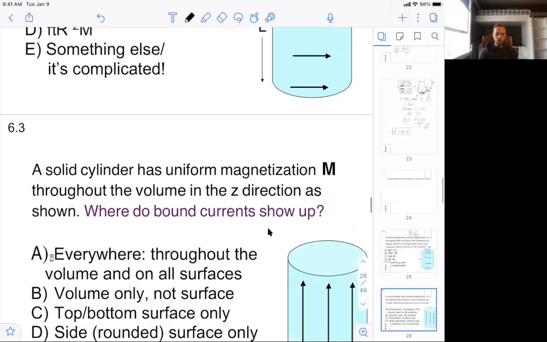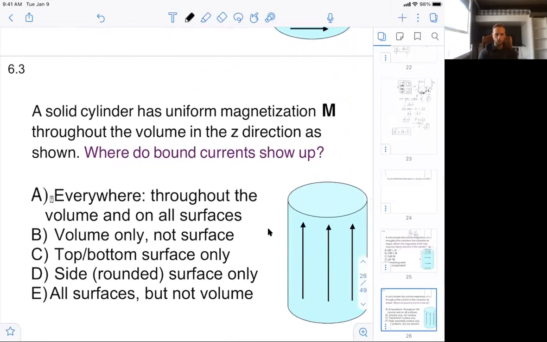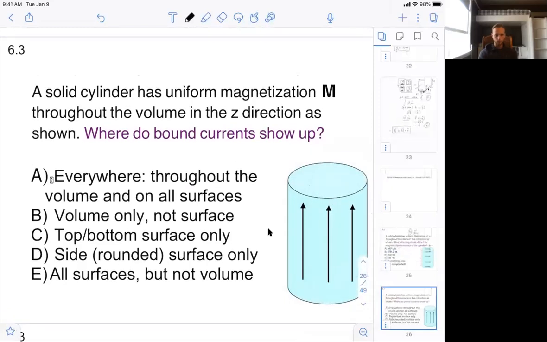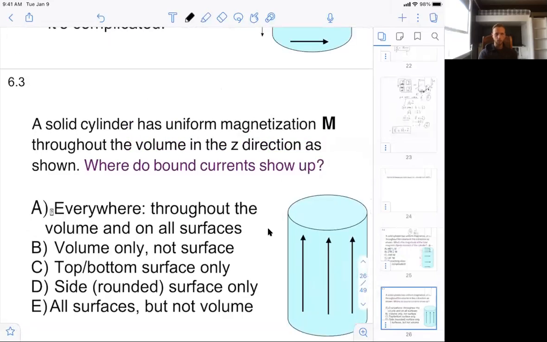Let's look at another question. Here we have a magnetization throughout the volume, but now magnetization is upward. This is pointing in the z direction. So where do the bound currents show up? I want to recall that K bound is M cross n hat, and J bound is the curl of M. So for this one, I will open up breakout rooms for you to discuss. After we discuss, we'll come back to vote.